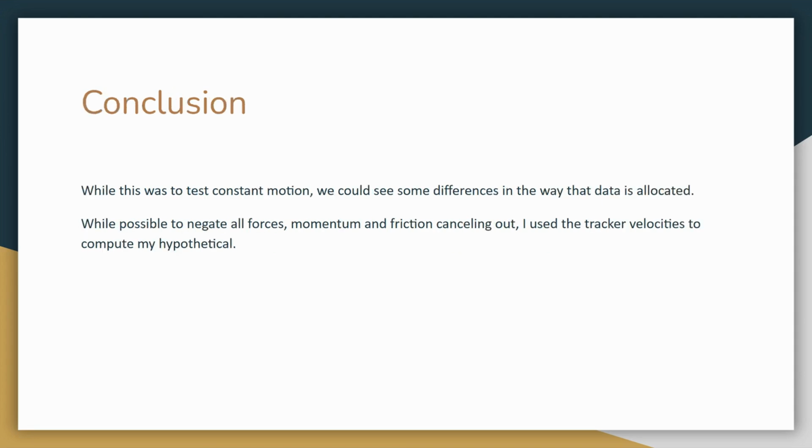Now for the conclusion. While this test was to test constant motion, we could see some differences in the way the data was allocated. And while it is possible to negate all the forces, momentum and friction canceling out, I used the tracker velocities to compute my hypothetical, which did cause that slight curve.